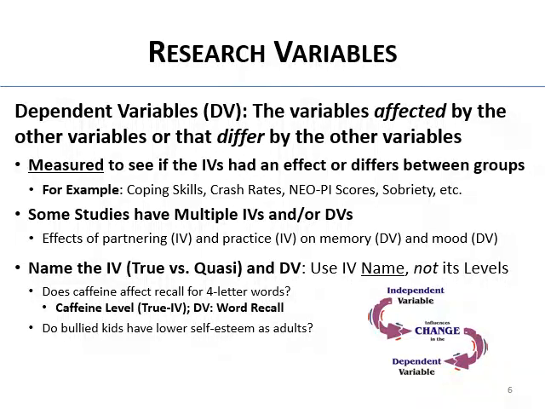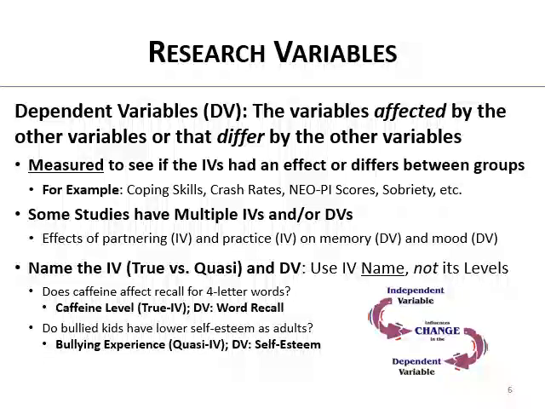Do bullied kids have lower self-esteem as adults? What's the independent variable and what's the dependent variable? And is that independent variable quasi or true? Well, the independent variable here is bullying experience, I guess. Like, you've got to come up with some name. There are obviously kids who are bullied and not bullied, right? Those are the levels of some variable called what? I don't know. So I call it bullying experience.